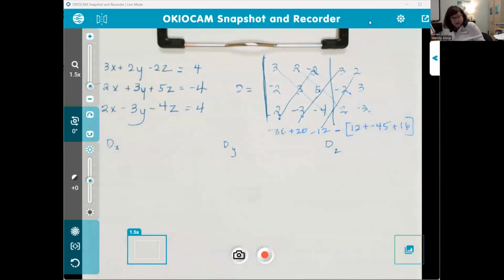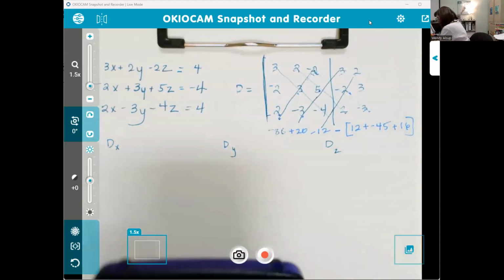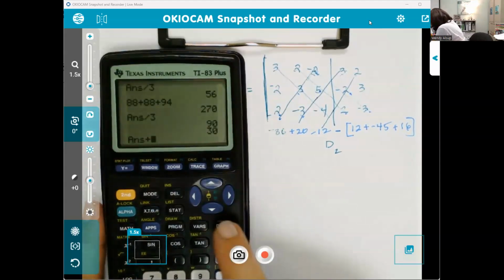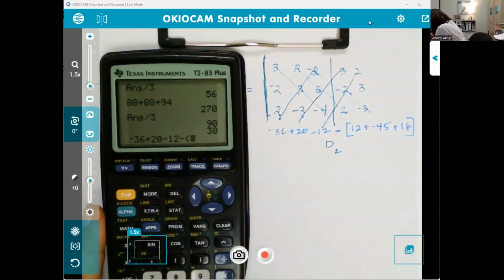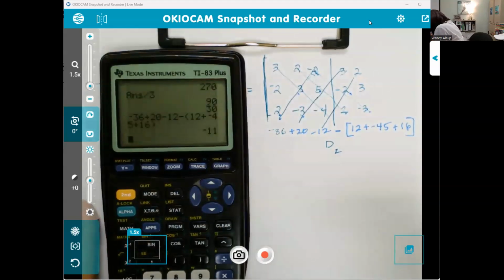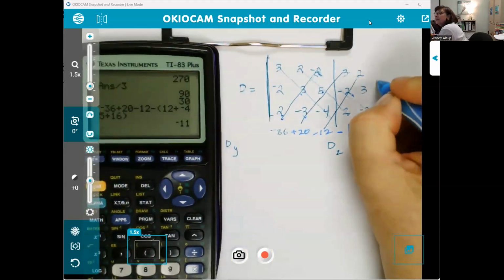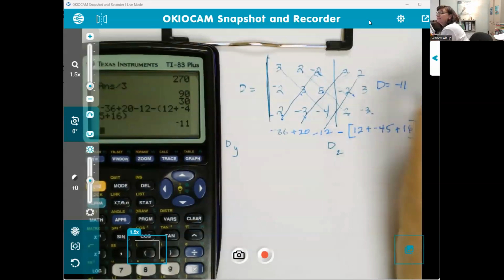So I've got, and I'll just do it all at once if I can. Okay, I've got -36 plus 20 minus 12, and then minus the whole thing, 12 plus -45 plus 16, close my parentheses. All right, my very first determinant here, D, D is -11.